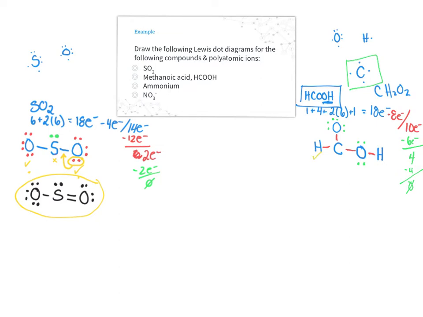Hydrogen here is happy. Oxygen here has 2, 4, 6, 8 electrons. It's happy. Hydrogen's happy over here. Oxygen currently has its full octet, 2, 4, 6, 8 electrons. The only one who's unhappy is carbon. So here's where we need to decide, who are we going to borrow from? In the case of SO2, it actually didn't really matter because it was the same on both sides. But over here, I have 2 options of where to borrow from. I can borrow from this oxygen or this oxygen.